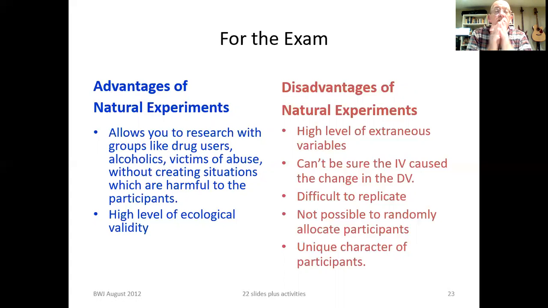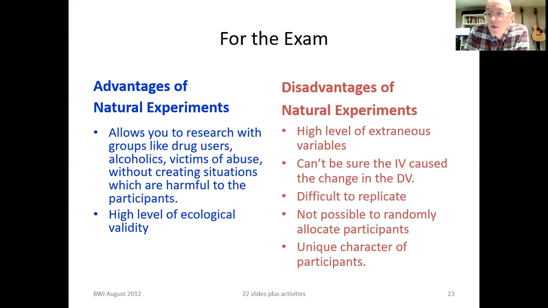We can do research with groups of people that it would be unethical to, or for situations that it would be unethical for us to create. And of course, because it's taking place in a natural environment and the experimenter isn't actually doing anything, there's a high level of ecological validity because we're experiencing everything in real life. We're investigating real life situations. So there should be high levels of ecological validity. And if there is, then that should lead to us being able to generalize our results.